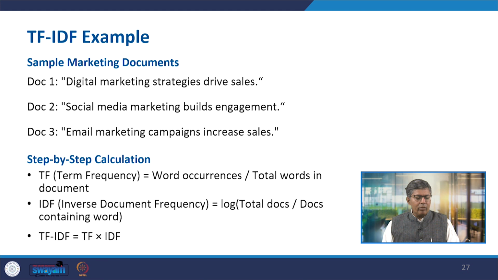Now, if I have to do a TF-IDF calculation, what will I do? The term frequency is word occurrences divided by total words in the document. And IDF, inverse document frequency, is the log of the total docs divided by the docs containing the word. Now, word occurrences: how many times does the word occur in a particular document? For example, marketing.